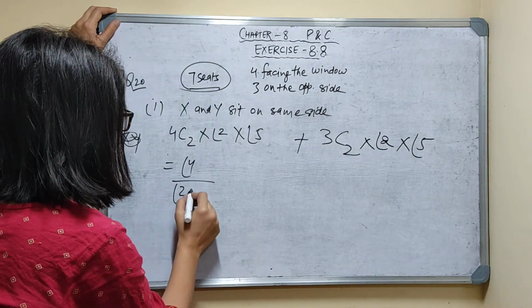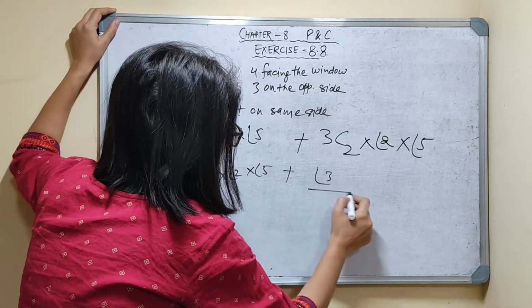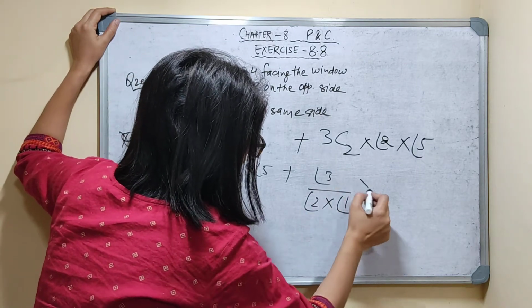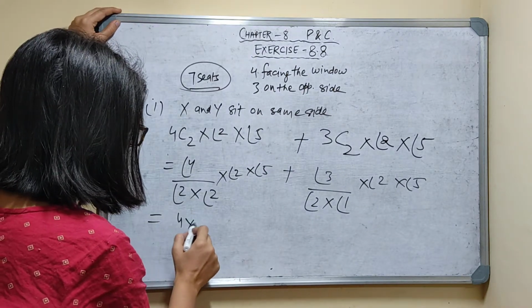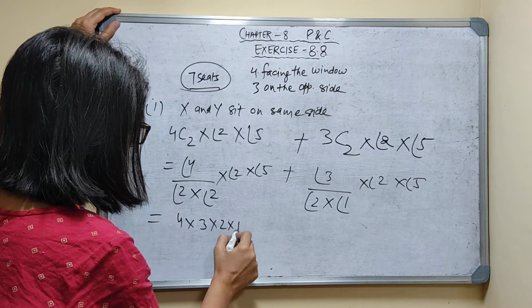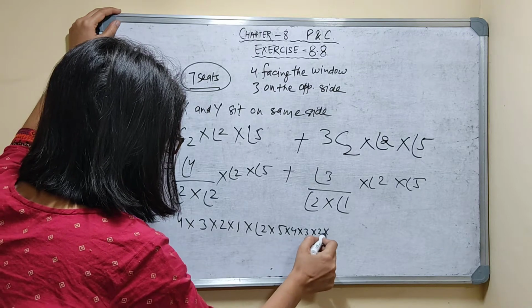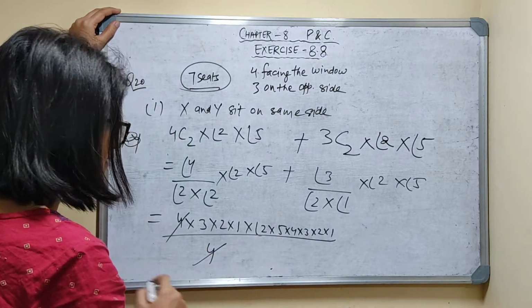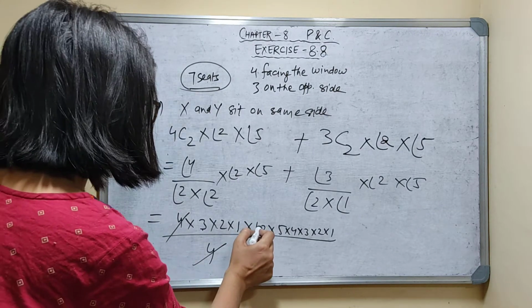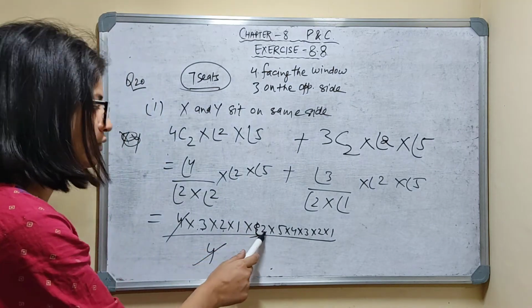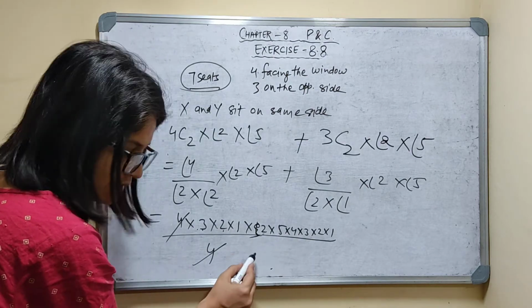factorial 4 upon factorial 2 into factorial of 4 minus 2, that is factorial 2, into factorial 2 into factorial of 5, plus factorial of 3 upon factorial of 2 into factorial of 3 minus 2, that is factorial 1, into factorial 2 into factorial of 5. Is it clear? 4 into 3 into 2 into 1 into factorial 2 into 5 into 4 into 3 into 2 into 1 upon 2 into 2. 3 twos are 6, and factorial 2 you can write as 2 only. 3 sixes are 12, 12 fives are 60, 60 fours are 240.